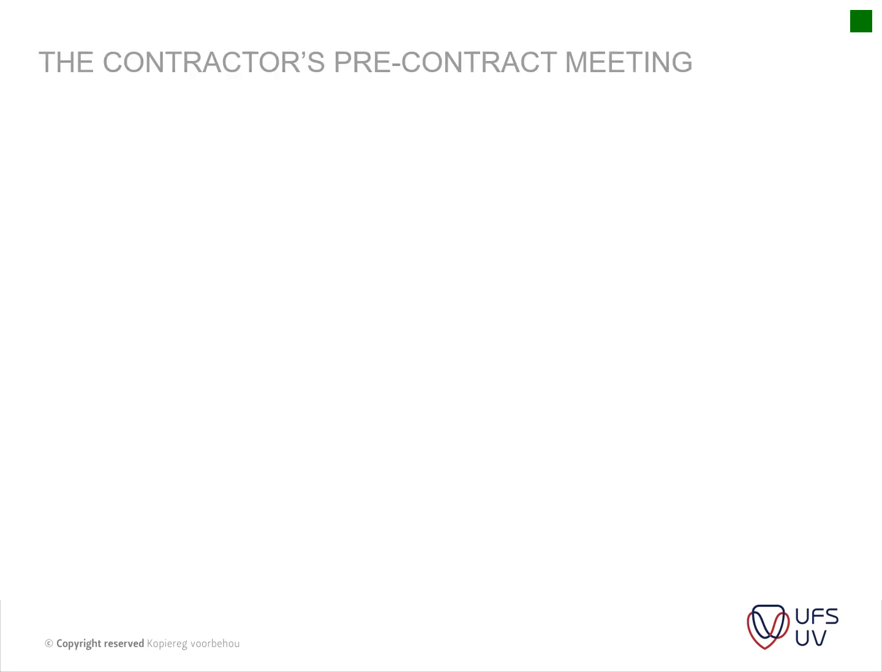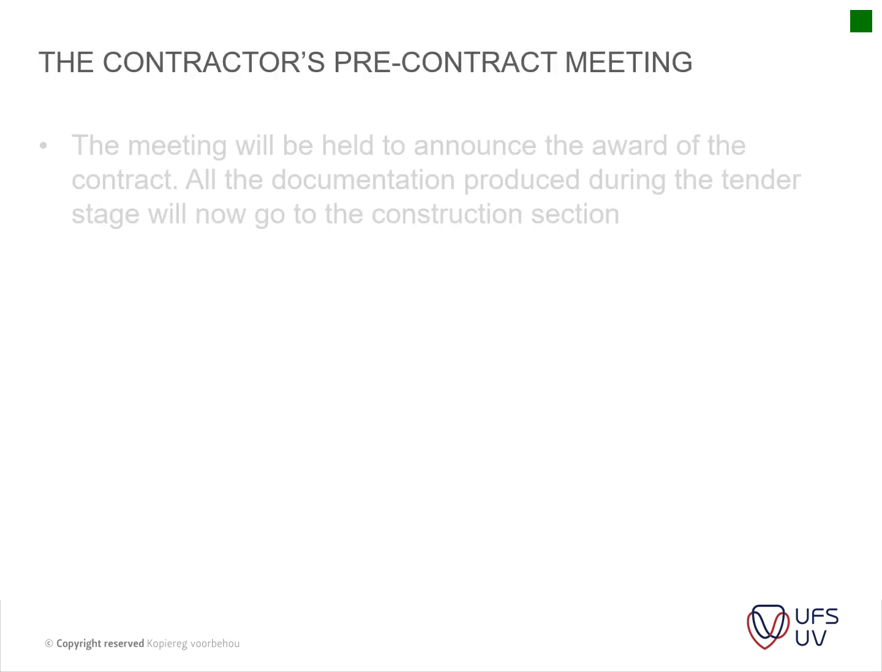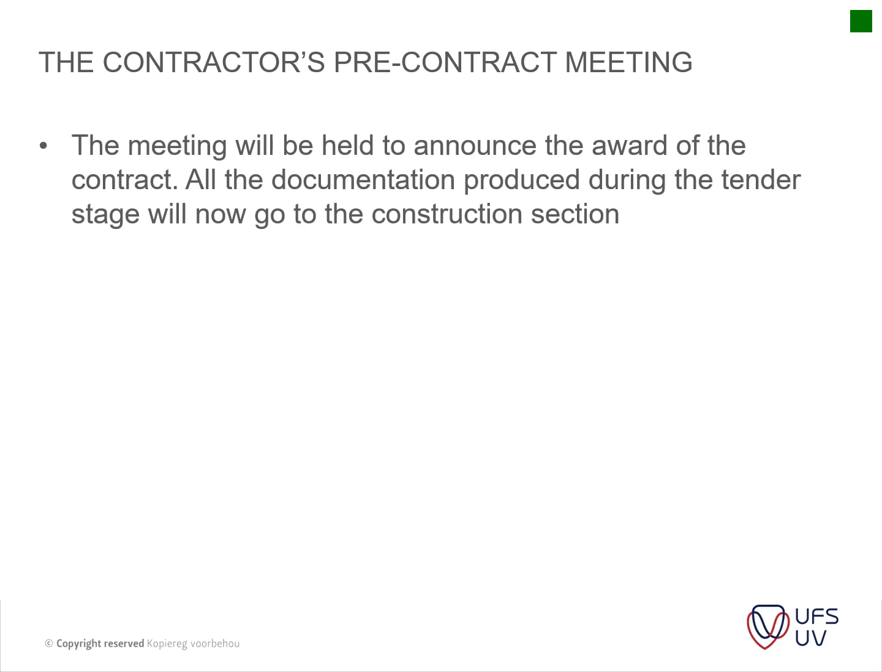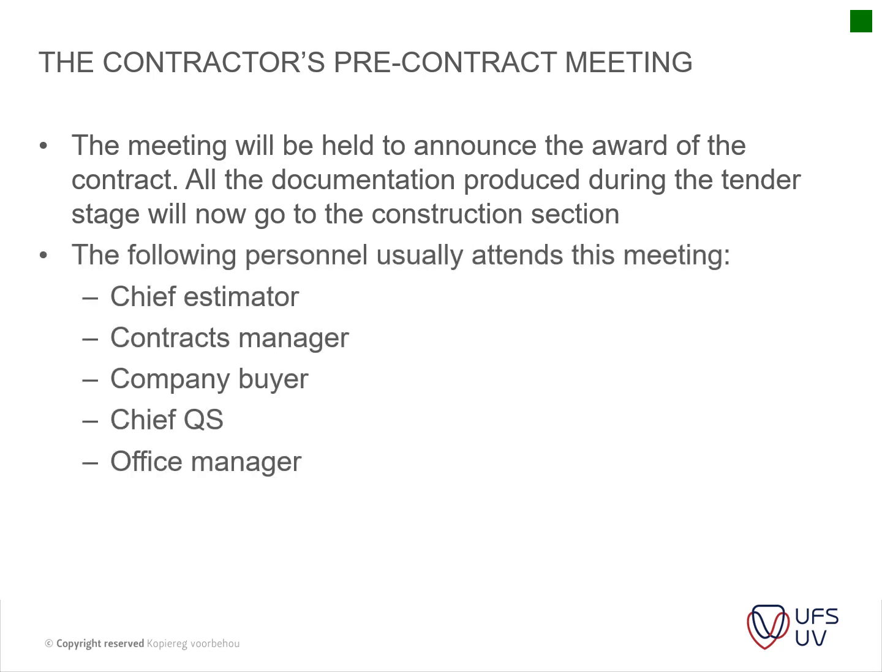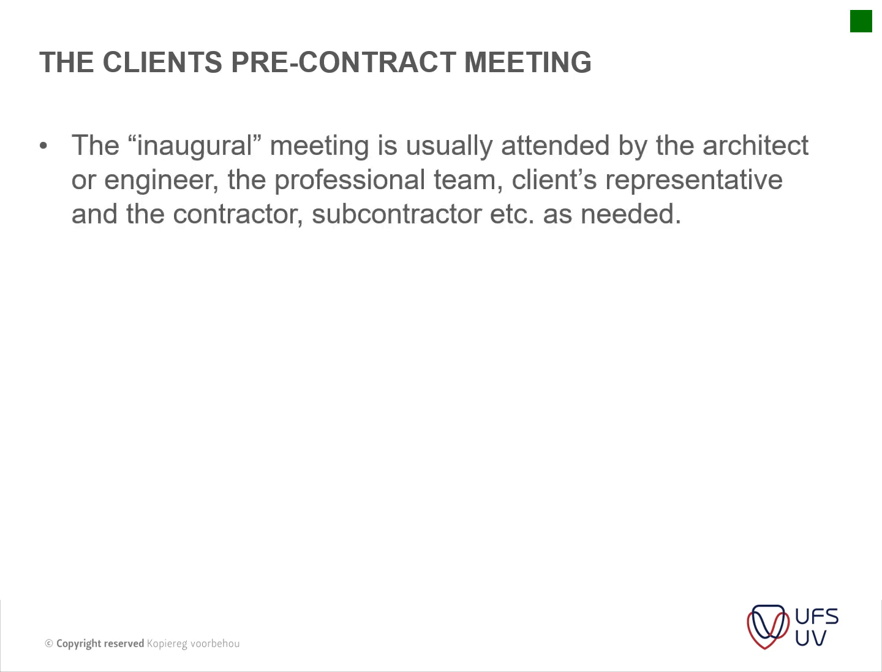Okay, then we get to the contractor pre-contract meeting. Usually there's a bit of an announcement and a big do within the construction company if it's a big tender that they've won. And then the following personnel usually attend an actual planning meeting: the chief estimator, the contract manager, accompanied by a chief QS and the office manager. There's a certain amount of handover from the tender process, or the people involved in the tender process, to the actual guys implementing the contract.